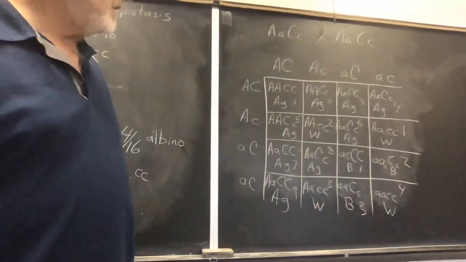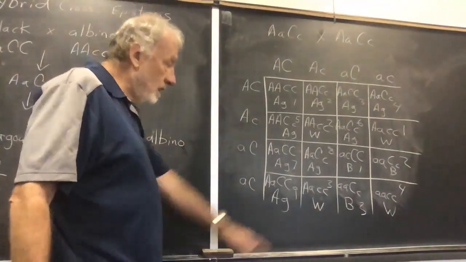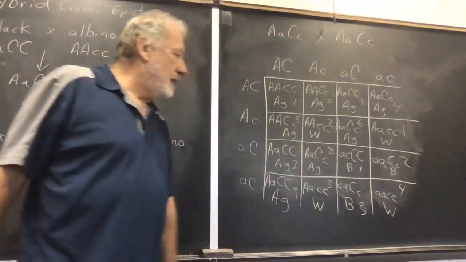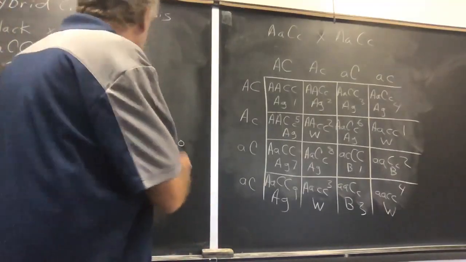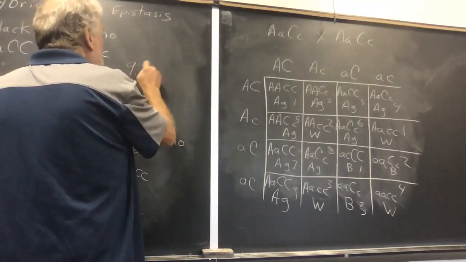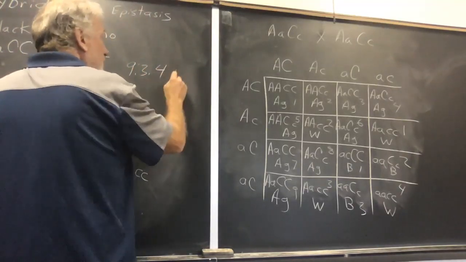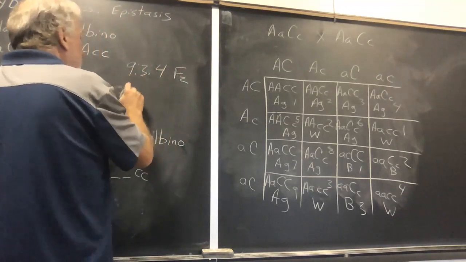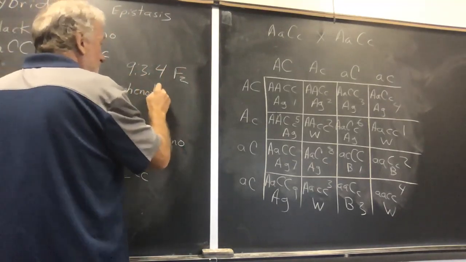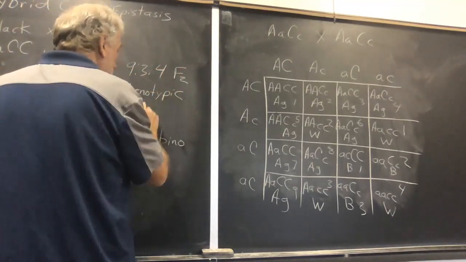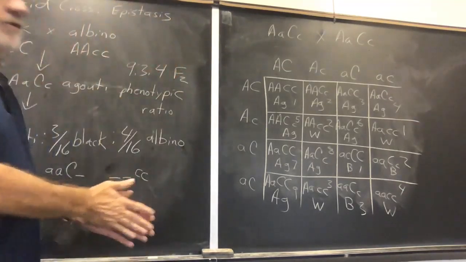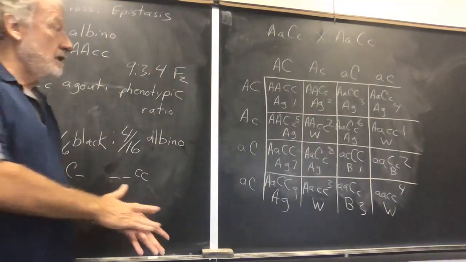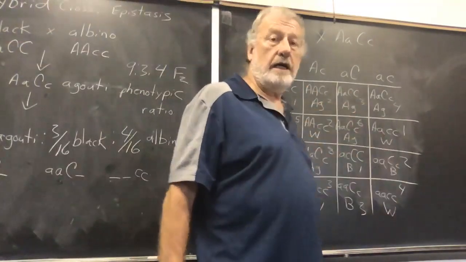And so this is an example of recessive epistasis, because it's the recessive alleles, the little c's, that are preventing the pigment deposition. So that's how we get this 9 to 3 to 4 F2 phenotypic ratio. 9, 3, and 4 add up to 16, again, because it's a modified dihybrid cross.